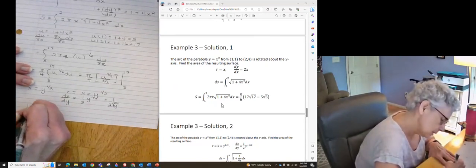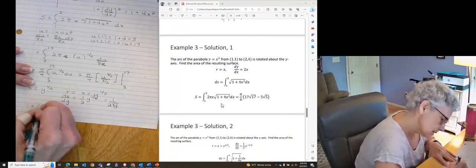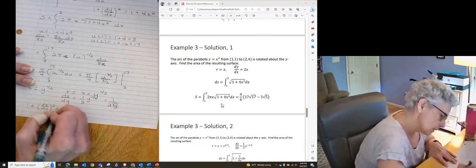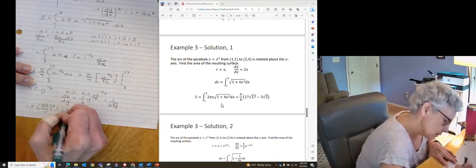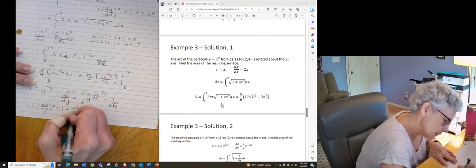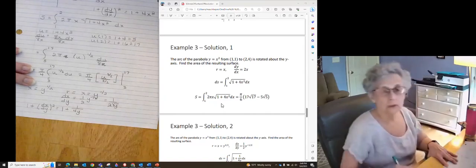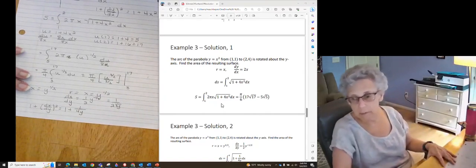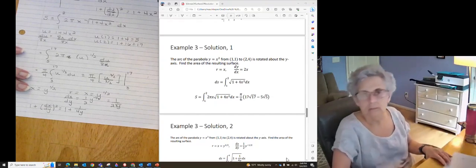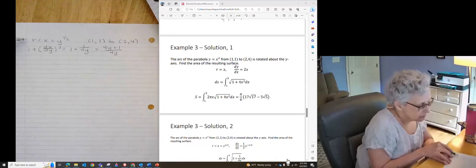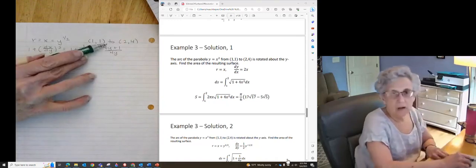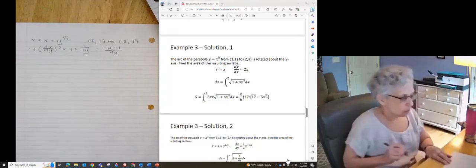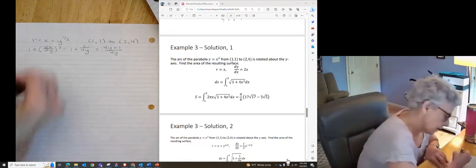And then 1 plus (dx/dy) squared would be equal to 1 plus 1 over 4y. I'm going to kind of copy some stuff and flip my page over. So I copied our radius, our endpoints, and our 1 plus (dx/dy) squared.